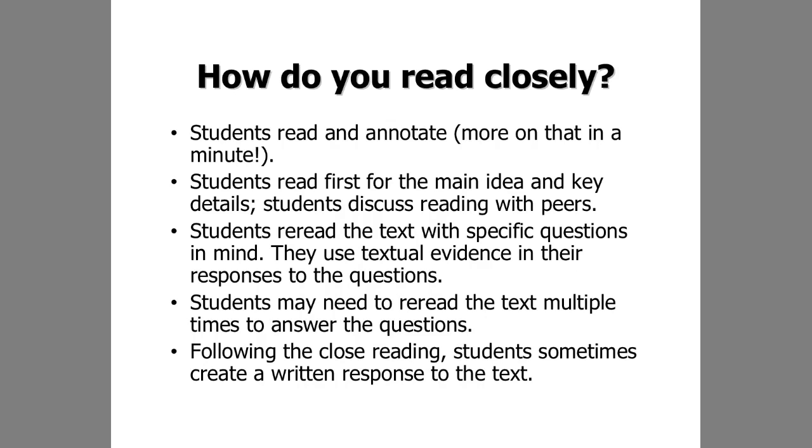So usually with a close reading, and there are other variations of close reading that you might encounter, but this is just one way of doing it. Students will read the text one time just to get the gist, to get the main idea and some of the key details. Then they will talk with other students about the main idea and the overall gist of the article or the text that they read. Then students reread the text a second time, but this time they're rereading the text with specific questions in mind. And those questions are often determined by the teacher in advance of the close reading.